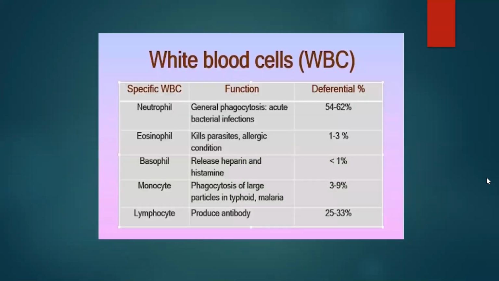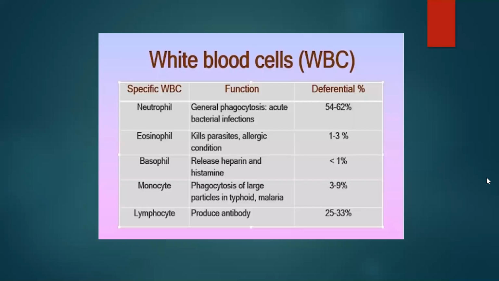Now, next, we have types, we have function, and we have differential percentage, like we did. But here, just a quick recapitulation. So first one, we have neutrophil. What is the function of neutrophil? The function is general phagocytosis, acute bacterial infections.